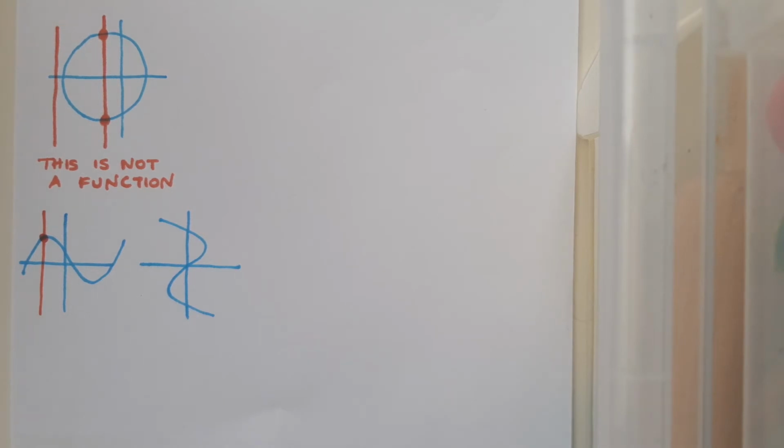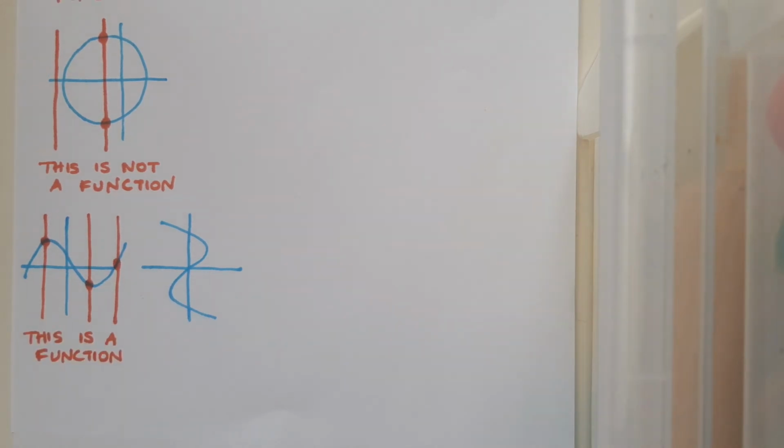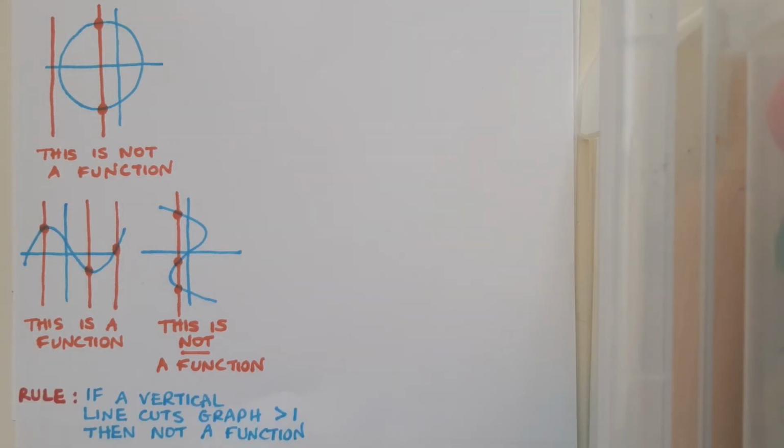For the first diagram, no matter where I draw a vertical line, the line will only cross the graph in one place. At no stage can I draw a vertical line that will go through the graph twice. So this graph represents a function. In my second diagram, it's quite clear that a vertical line can pass through the curve or the graph multiple times. This means it is not a function. So the rule is that if a vertical line cuts the graph more than one time, then the graph is not a function.